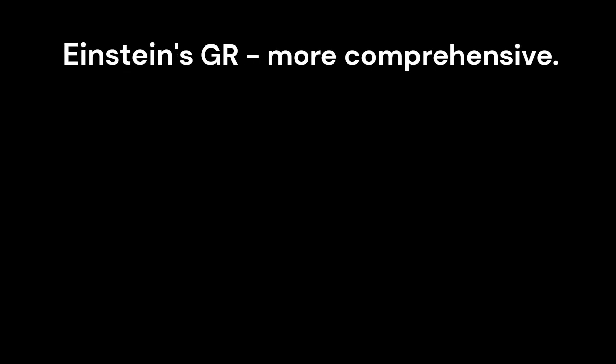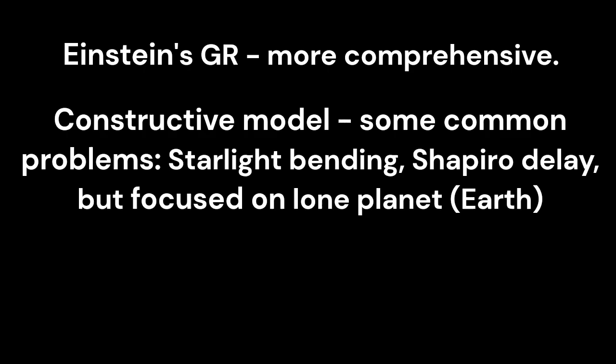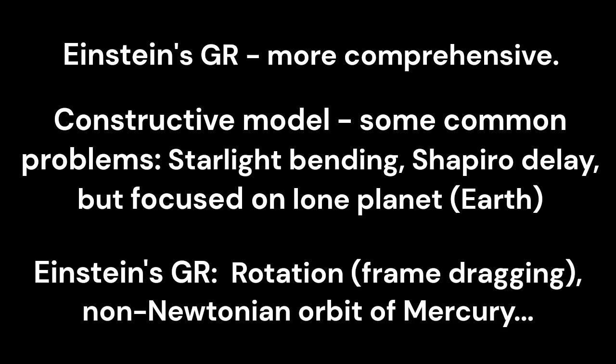Einstein's general relativity was a lot more comprehensive than what I've done here. With the constructive model, we've looked at some common problems, the starlight bending problem, the Shapiro delay. Those were things that were used to confirm Einstein's, and we did that too. But the focus here was on gravity around a lone planet like Earth, whereas Einstein's general relativity included rotational effects, a thing called frame dragging, which we could completely ignore.